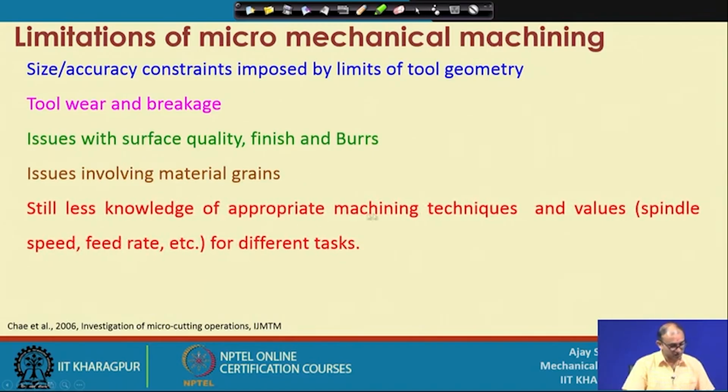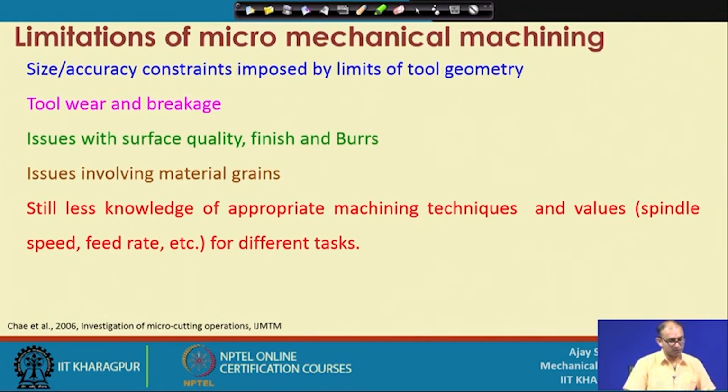But still less knowledge of appropriate machining conditions and values available for a different task. Because if you see our conventional machining, there are different design data books available, you select the workpiece and the tool material, then there are specific speed, feed and depth of cut calculations available for optimum removal, but that is not available right now in the micro machining.